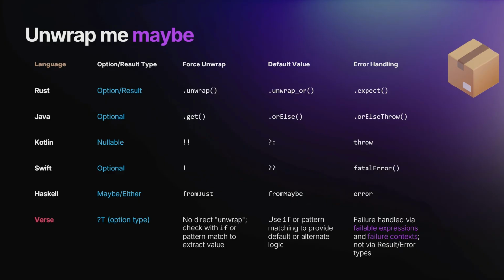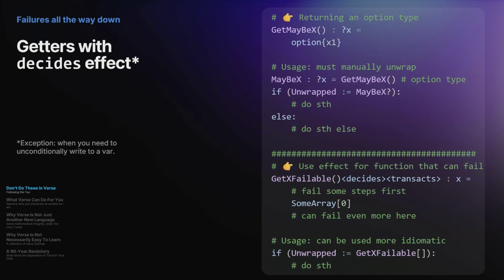Options are super helpful, but when you return an option, you force callers to manually deal with unwrapping. However, Verse has this concept of failure contexts, and in fact, it uses failures as control flow. So, depending on circumstances, instead of giving back a result in a wrapped option, you can make your function failable with a decides effect specifier. Then callers can easily use your function more idiomatically in other failure contexts.